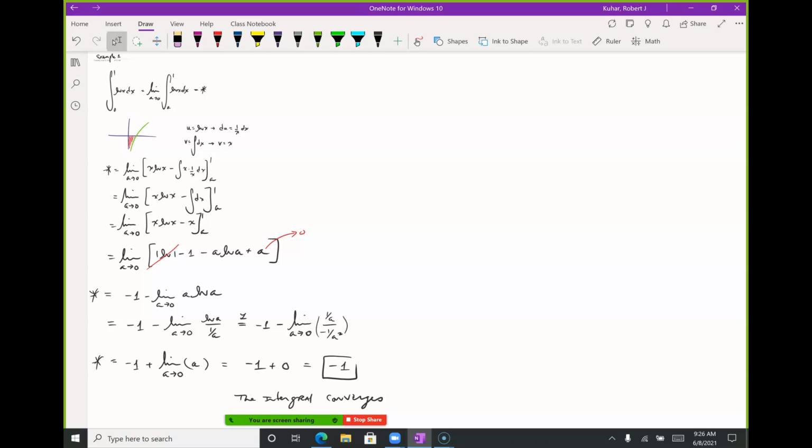How are we doing? Is the process clear? You're going to show something is convergent or divergent. Take a look at the graph. Decide how to set up your limit. Do the integration. Apply the limit where it is needed. And then possibly use L'Hopital's rule. Not every problem will have L'Hopital's rule on it. I will make sure your problem on your test will have L'Hopital's rule on it. Okay.